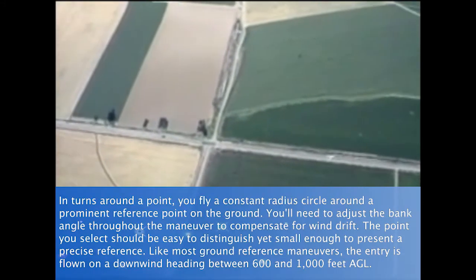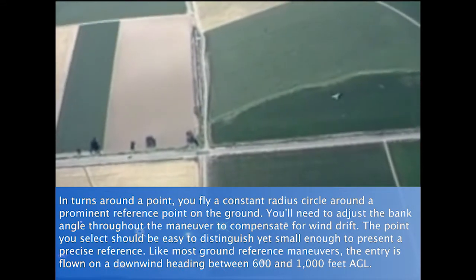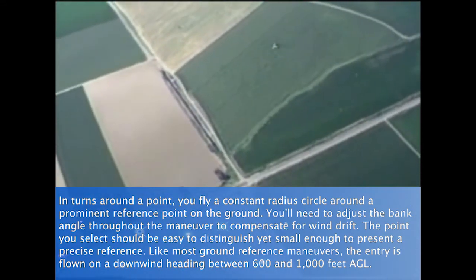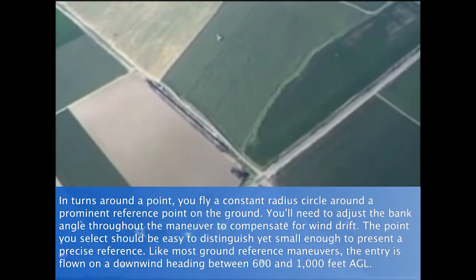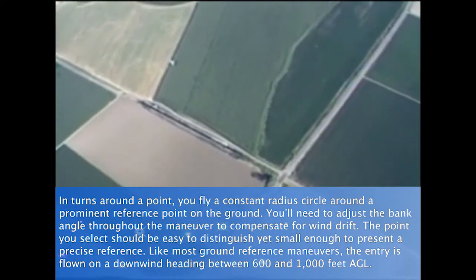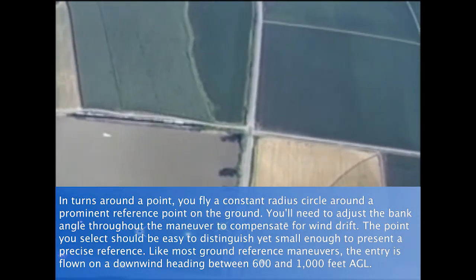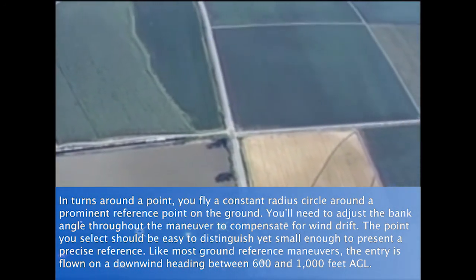In turns around a point, you'll fly a constant radius circle around a prominent reference point on the ground. You'll need to adjust the bank angle throughout the maneuver to compensate for wind drift. The point you select should be easy to distinguish, yet small enough to present a precise reference.